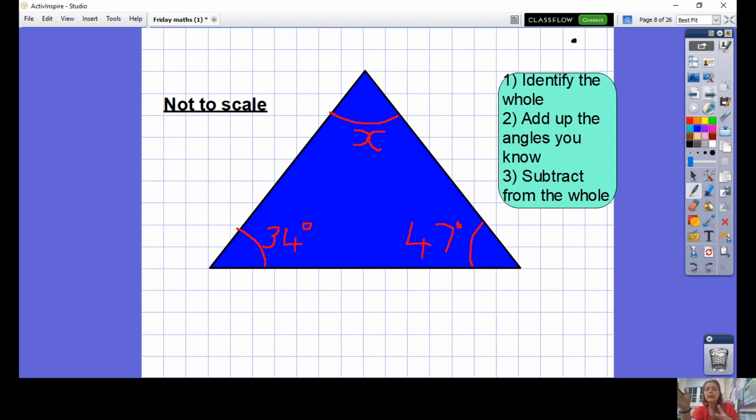That means if we've got a missing angle in a triangle, there's just the same steps as yesterday in order to work out what that missing angle is. Step 1, identify the whole. We've just worked out that the angles inside a triangle are 180 degrees. I need to take away the parts that I do know, which is 34 degrees and 47 degrees, in order to find what I'm looking for.